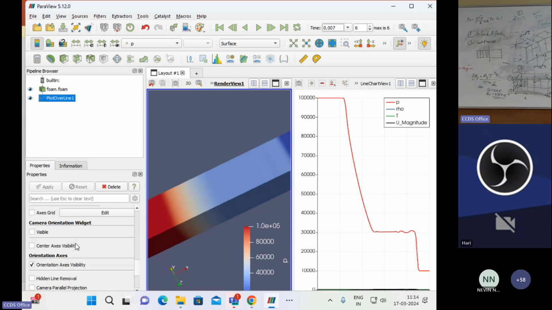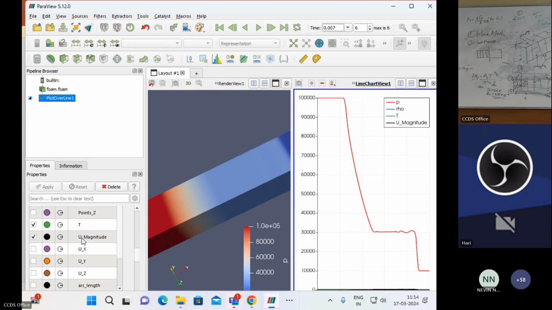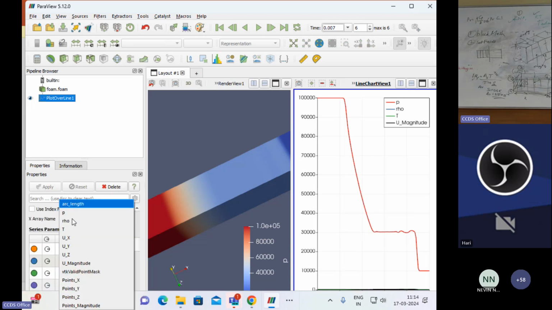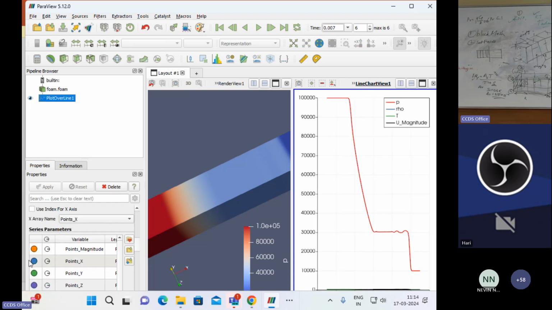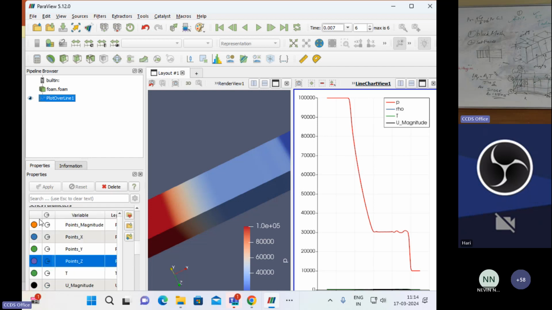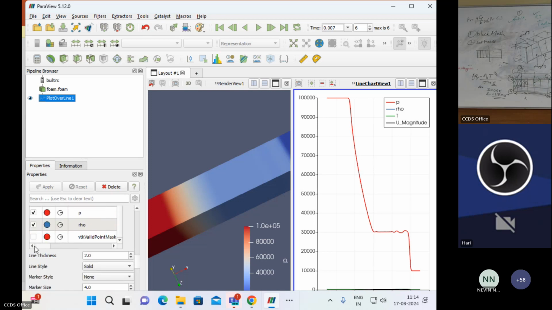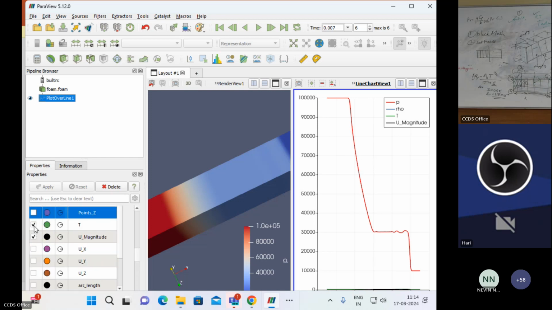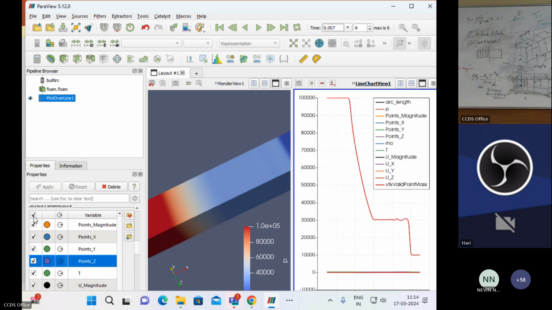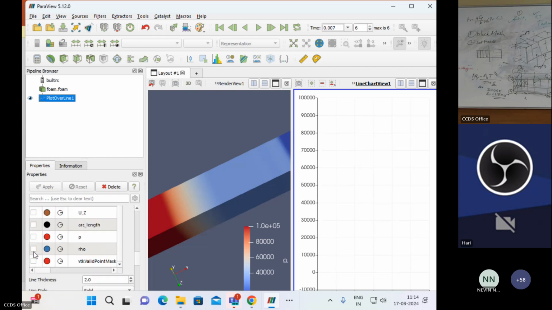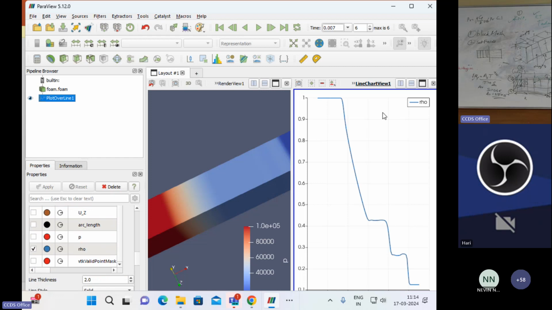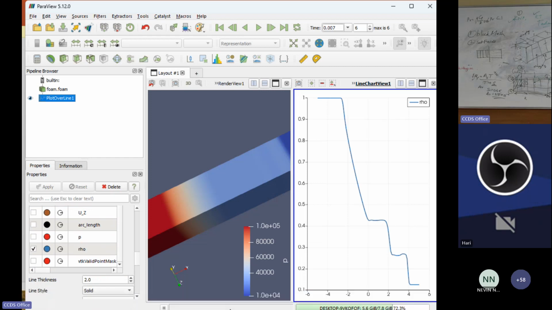So again, if you see, I want the x-axis as 0.0 or point x, right? And on the y-axis, I need to see the density variation. So typically, this is the plot that I'm interested in, and this is what I've plotted over here in my slide.